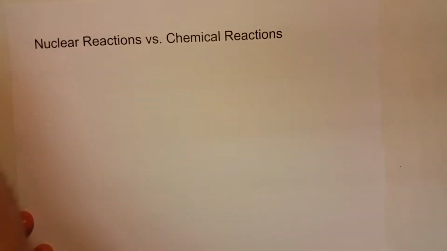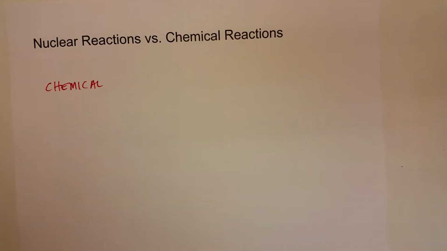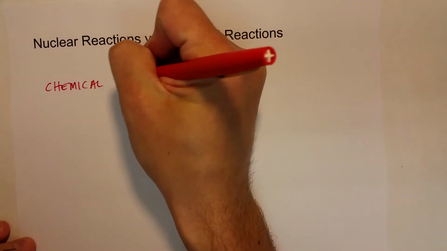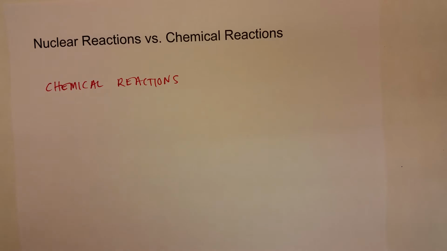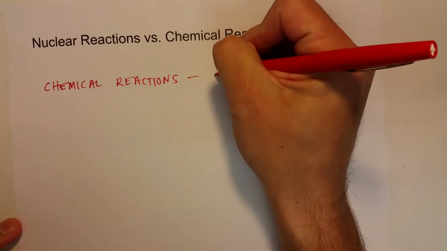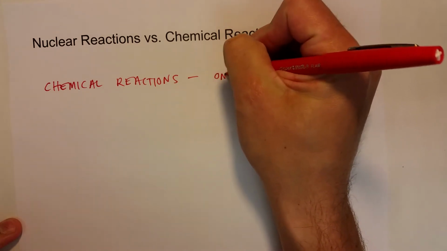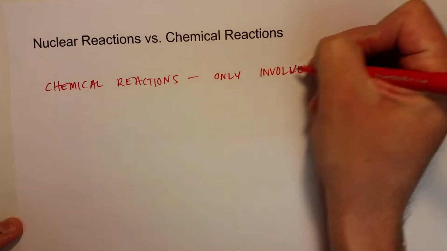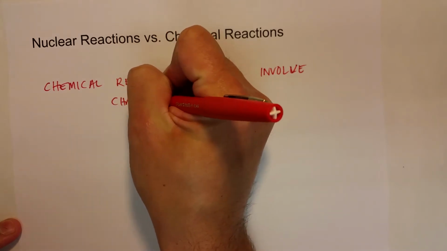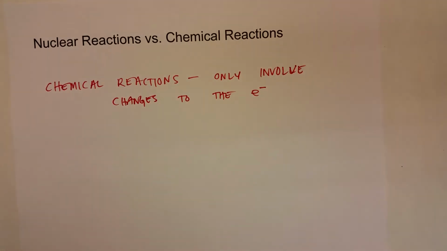All right, so what is the difference between a nuclear reaction and a chemical reaction? Well, primarily the big difference between the two is what subatomic particle is involved in the reaction. Chemical reactions only involve electrons. So the electrons are involved in chemical reactions.